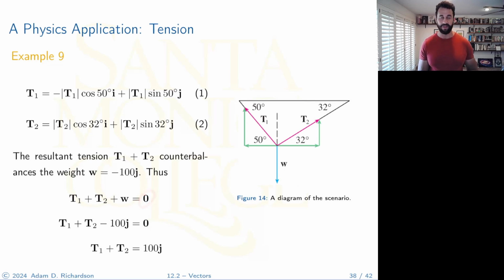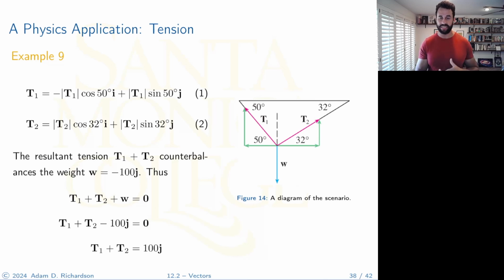If this were not zero, then these wires would not be holding up the weight. They would be stretching. In this case, they're holding up and nothing is moving. Everything is fixed, all right? Now, W is negative 100J because it's happening in the J direction and it's going down. So it's the J direction and the signed size is negative 100, right? That means this is what the resultant tension is. So the tension T1 plus T2 is 100J. Now we can find everything.